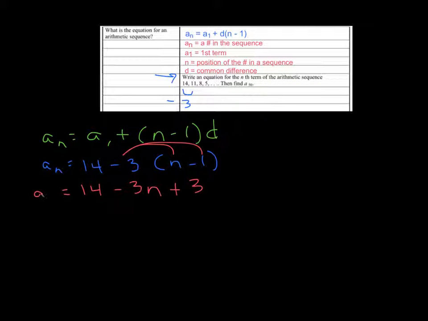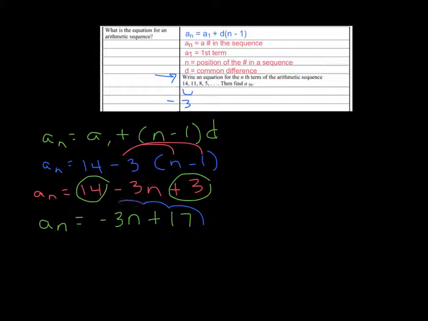Now I'm still not finished because I noticed that I have some like terms. I have a 14 and a positive 3 that can be combined. So I get a sub n equals negative 3n, and then 14 plus 3 is 17. So I've now written my equation to find any term within the sequence. I can find any number in the sequence using this equation, which is what they're asking me to do right here. It says then find a sub 50.